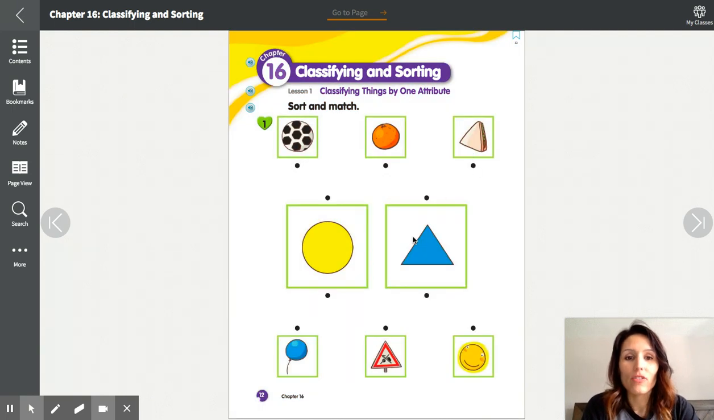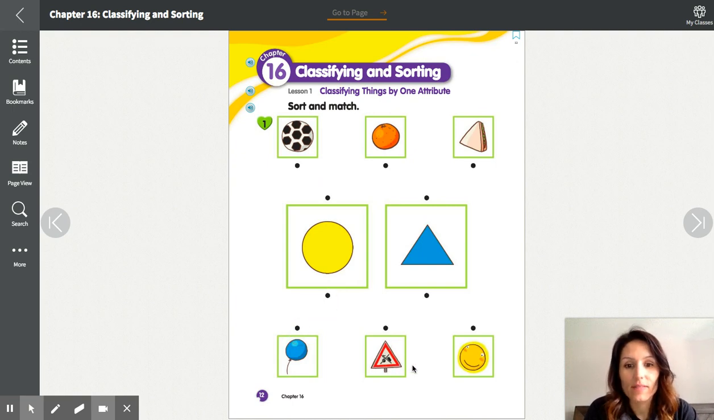Next, the triangle here. I already gave you the answer. This sandwich is the shape of a triangle. So you're going to go ahead and draw it to the triangle. Okay, at the bottom we have a balloon. Draw your line. Is it a circle or triangle? Good. You should have drawn your line to the circle.